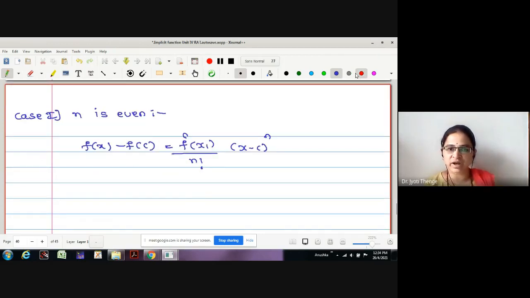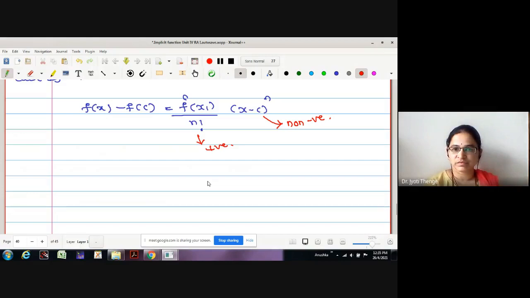Okay, now we were discussing n even. For n even, whatever is the relation between x and c, x minus c raised to an even integer is always non-negative. Correct? Now what about n factorial? As n is a positive integer, n factorial is a positive value. Therefore, the nature of the right hand side only depends upon f^n at the point x1. Now we will discuss the possibilities. What happens if f^n at the point c is greater than 0, less than 0, etc.